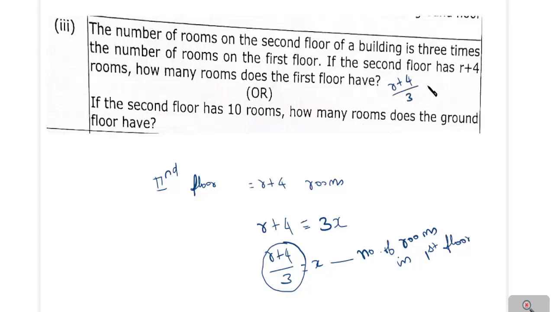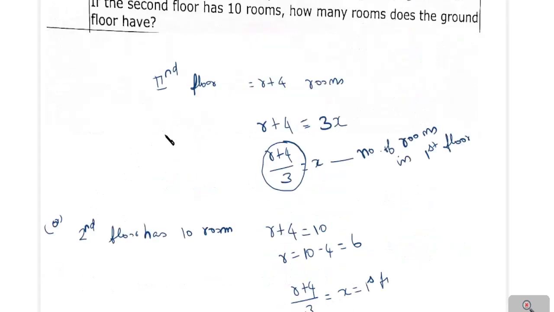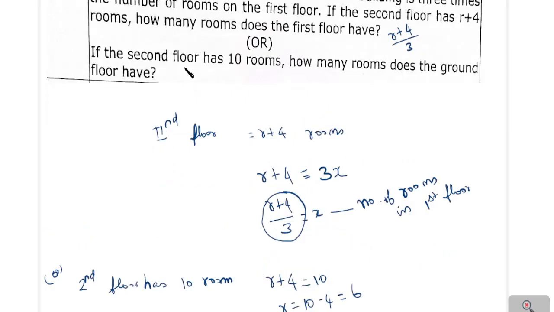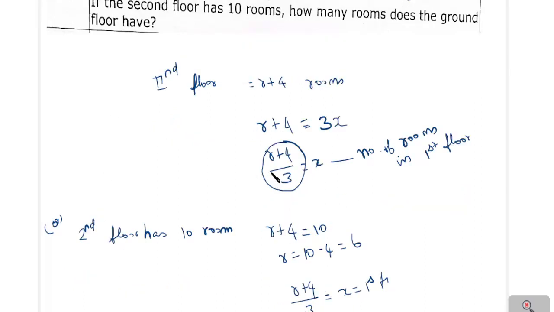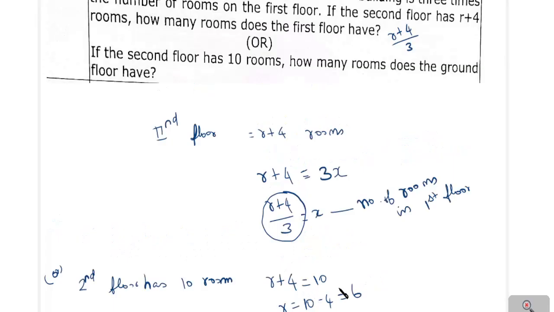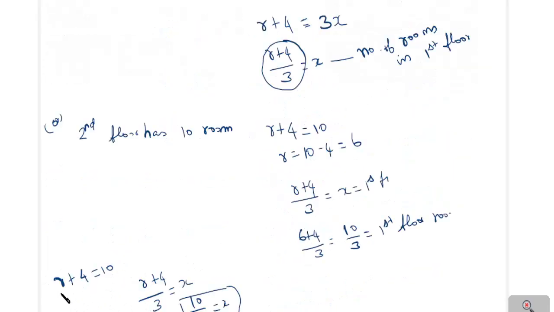Now the second floor has 10 rooms. How many rooms does the ground floor have? For this you can use this equation. The second floor has r plus 4 rooms, equal to 10. Now they gave the count, so from this you can solve. So r plus 4 equal to 10.